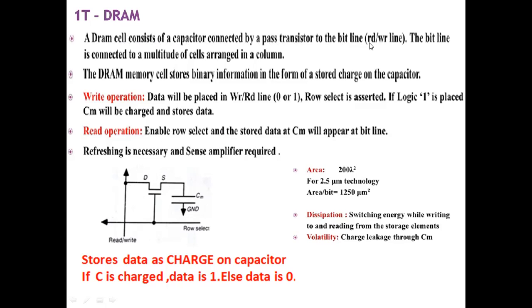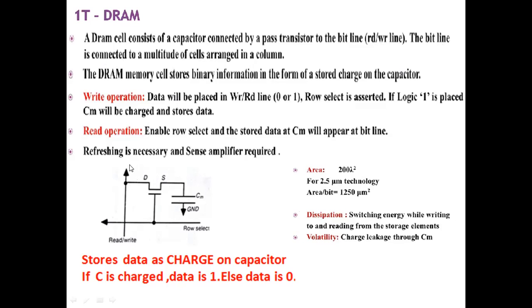Okay, so to the bit line or read write line. We have the drain connected to the read write line, and using this line I can go for the read operation as well as the write operation. The bit line is connected to a multitude of cells arranged in a column. We have the arrangement of so many columns and rows here.